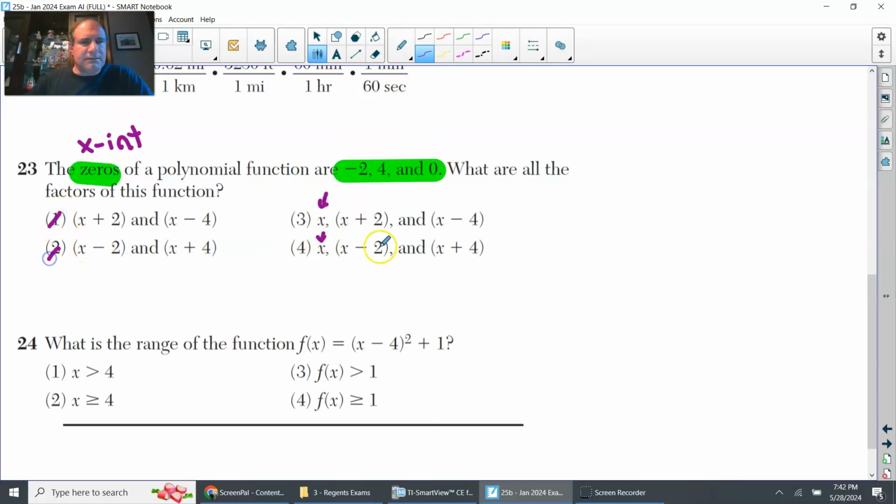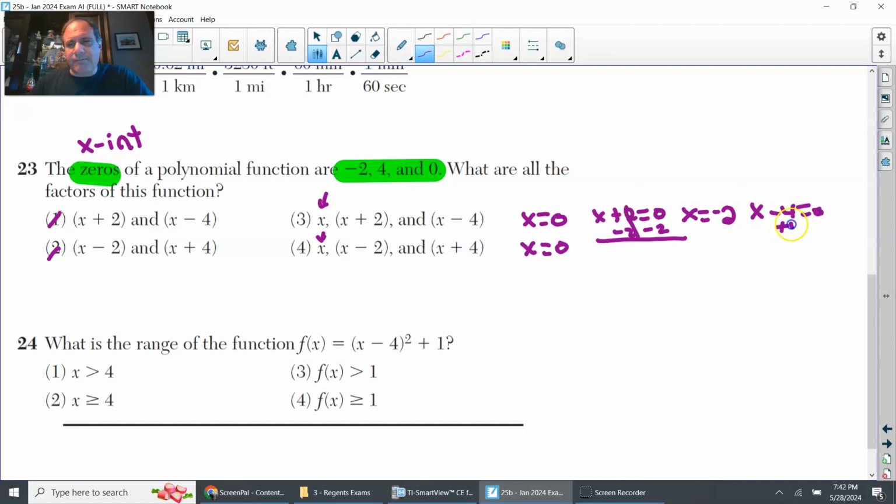These are not x equals 0. So if you have an x equals 0 for this one and an x equals 0 for this one, it could be either one of the two. Then you have x plus 2 equals 0, and you solve for x, it's minus 2 minus 2, and you get x equals negative 2. That's what you wanted. And then you'd go x minus 4 equals 0. You add 4 on both sides, and you get x equals 4. That's correct. So 3 is your answer.